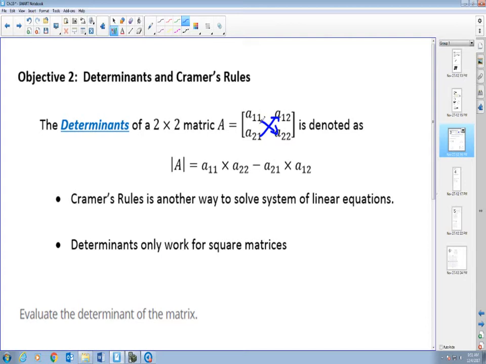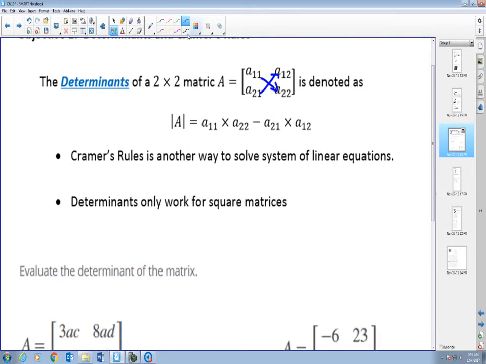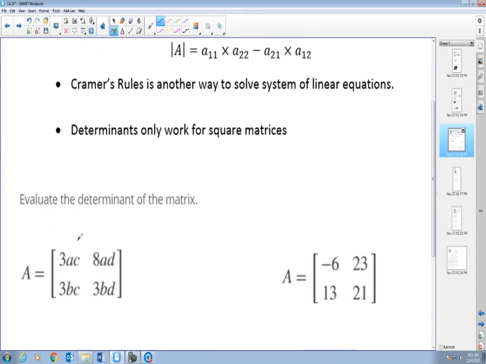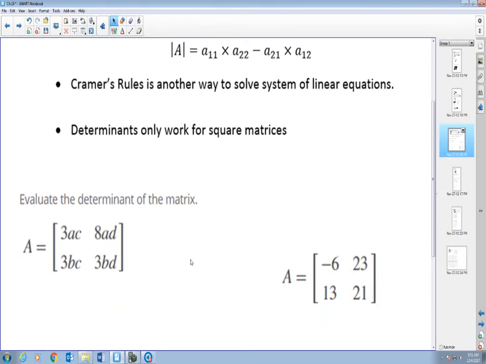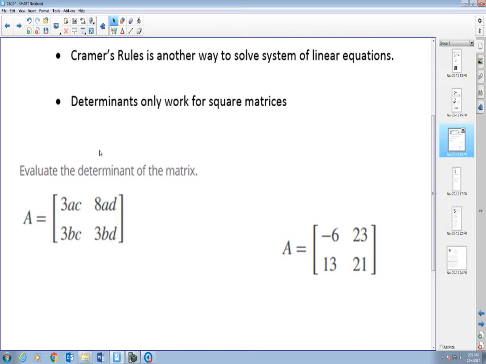Determinant only works for a square matrix. Okay. So it's got to be a 2x2 or a 3x3. So before we go into the calculator to find the determinant, let's take a look at this particular example. Find the determinant of the matrix.